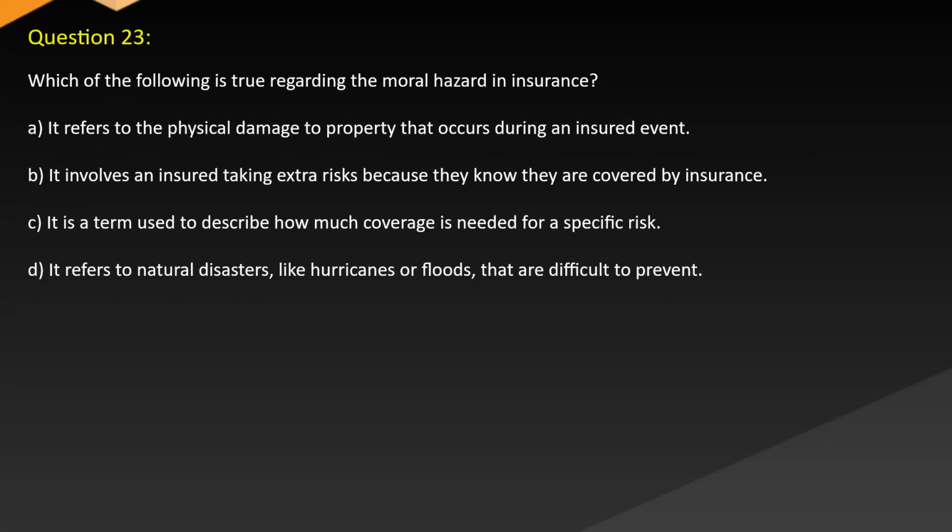Question 23. Which of the following is true regarding the moral hazard in insurance? A. It refers to the physical damage to property that occurs during an insured event. B. It involves an insured taking extra risks because they know they are covered by insurance. C. It is a term used to describe how much coverage is needed for a specific risk. D. It refers to natural disasters like hurricanes or floods that are difficult to prevent.